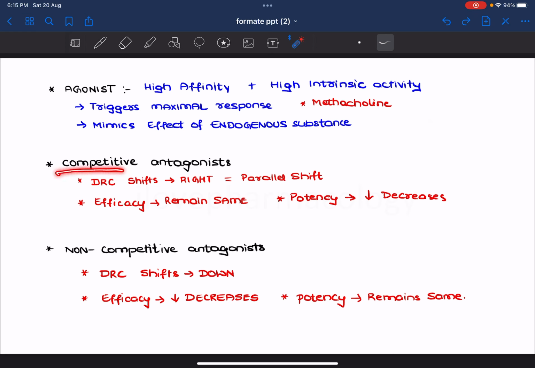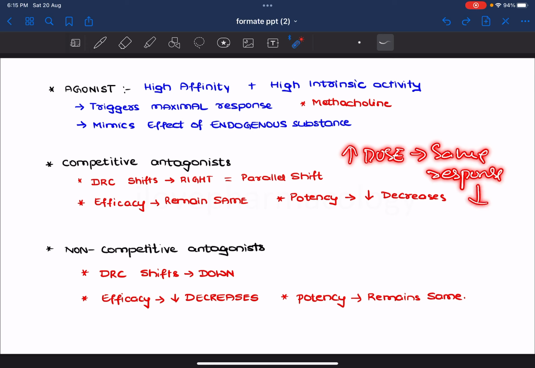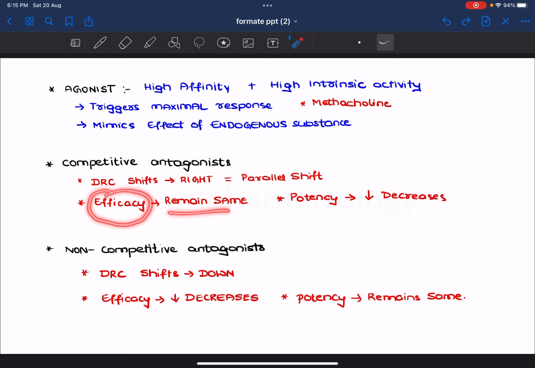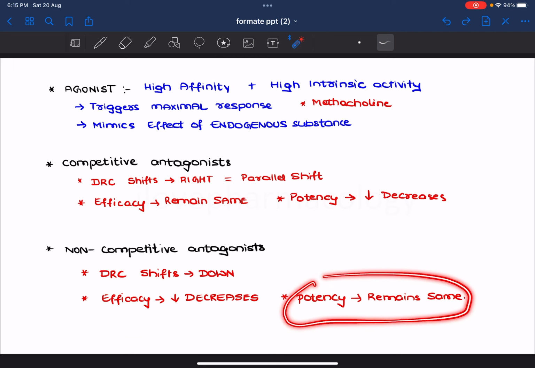Whereas what do you understand by competitive antagonist? So here the DRC, that is dose response curve, will shift towards the right. There's a parallel rightward shift. Here you need to increase the dose to produce the same response that was seen when agonist is used alone. So here the efficacy will remain the same but the potency will decrease. Whereas in case of non-competitive antagonist, the dose response curve will shift downwards. Here you can see that the efficacy will decrease, but potency will remain the same.